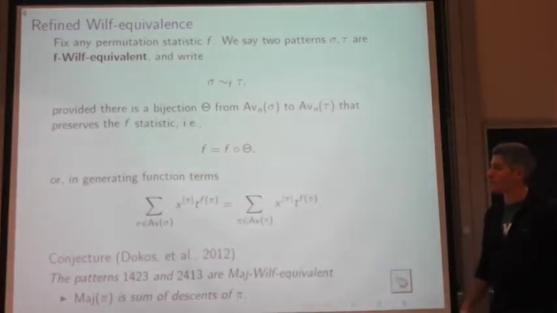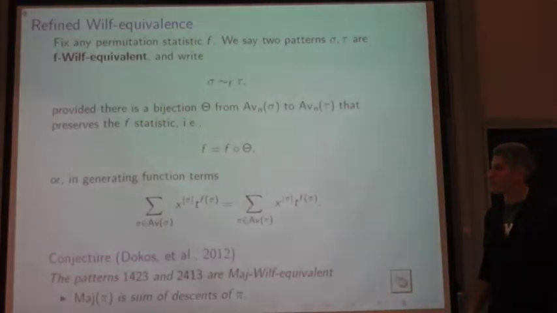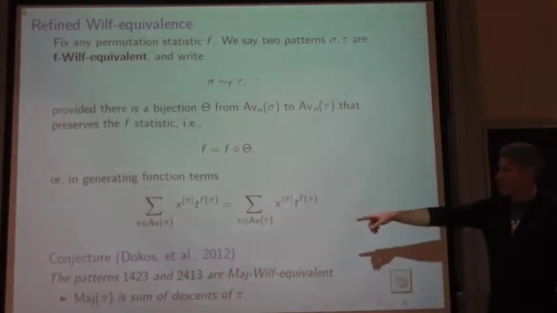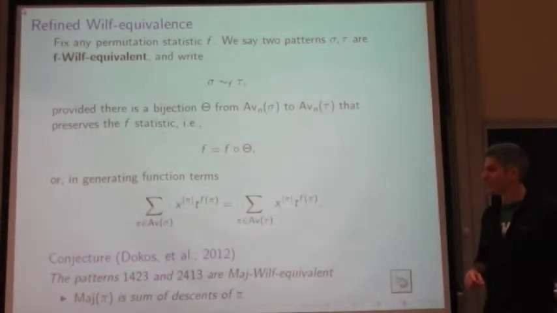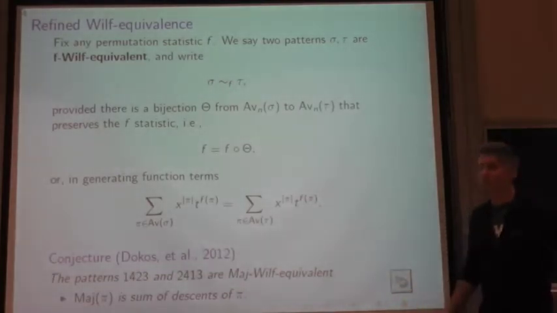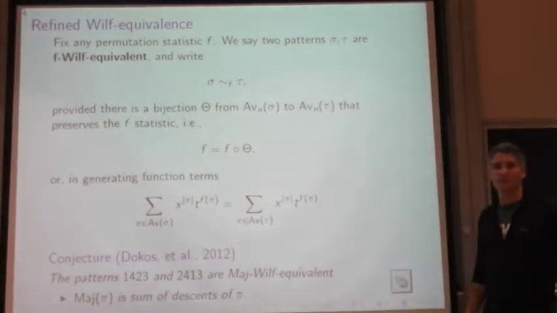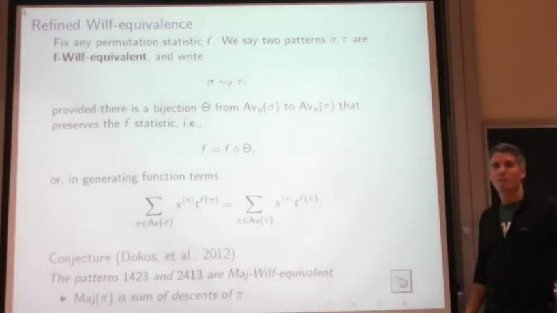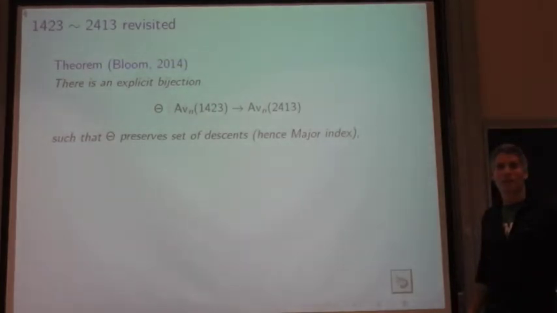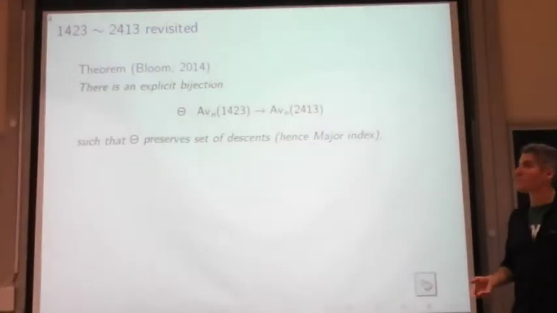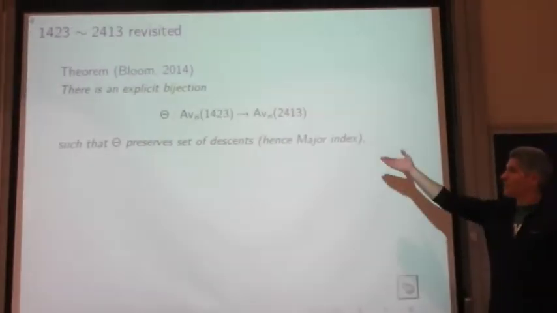And now we can state Dokos' conjecture. It says that the patterns 1423 and 2413 are major Wilf equivalent. I didn't actually tell you what the major statistic is, but the major index of pi is just the sum of the descents. And we actually don't even need the major statistic because of the theorem. The major statistic is the sum of the descents, but actually I was able to prove in the theorem something significantly stronger.